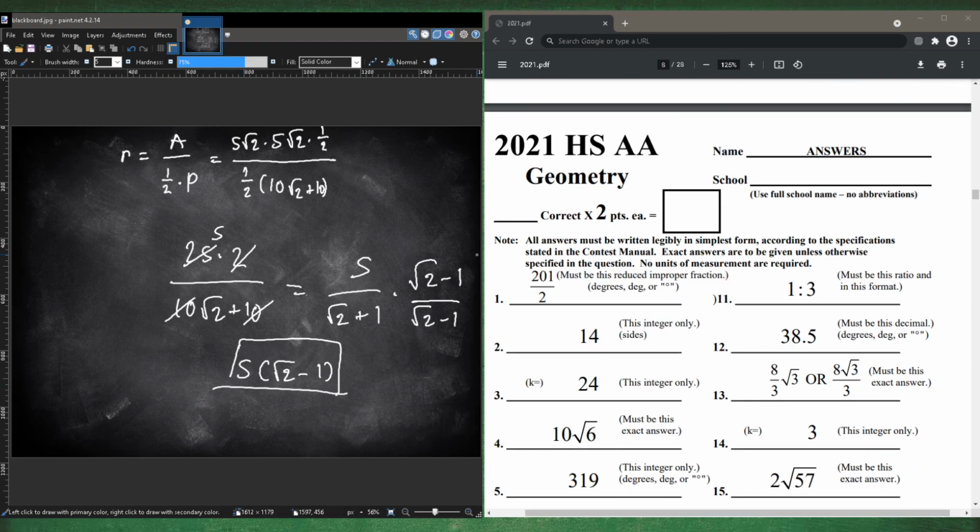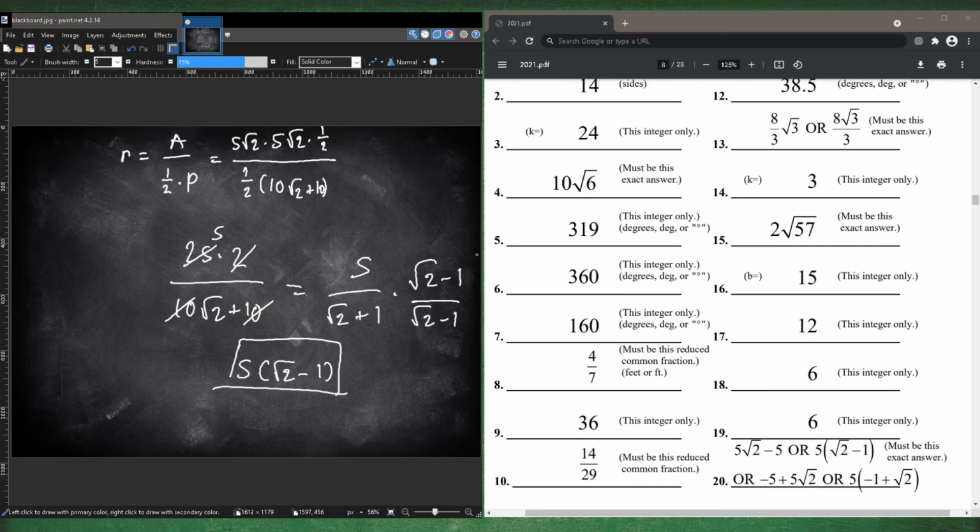And I already showed this before, but these are all the answers for this geometry contest year.